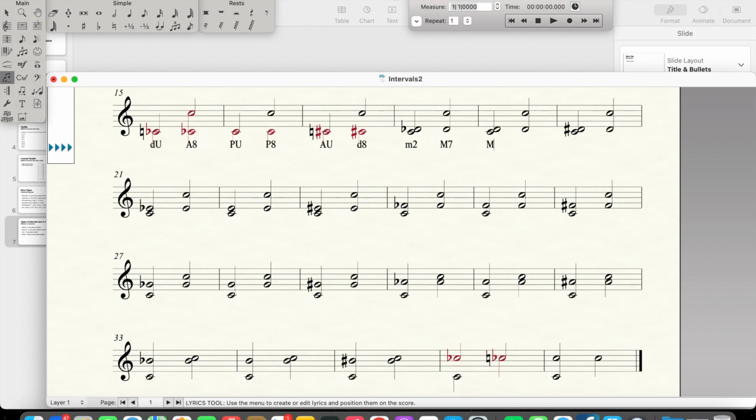Here's my major second. It's just C to D natural. D to C is a minor seventh. C to D sharp. The only time you really ever see the augmented intervals is when you're playing harmonic minor scales.